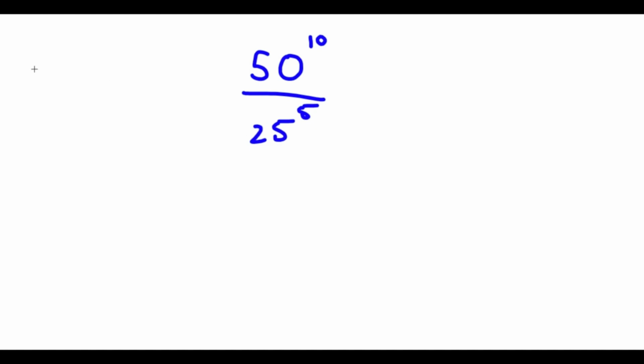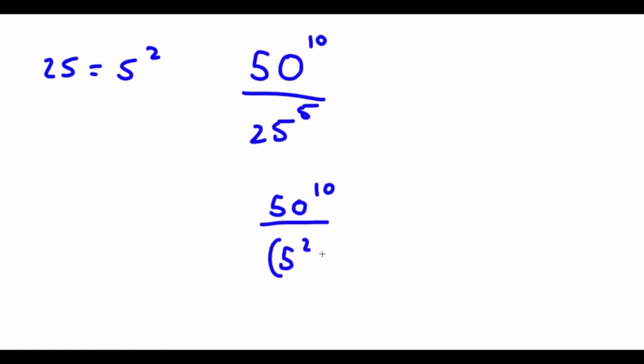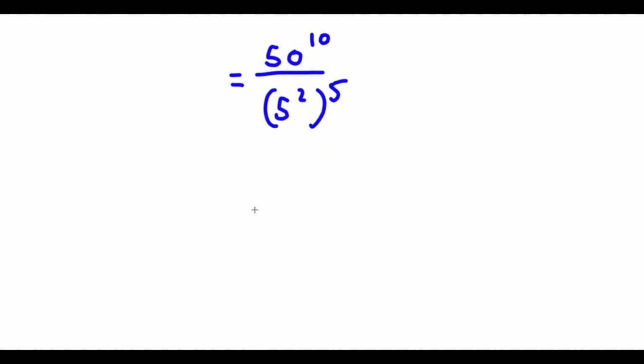Now, first off, 25 here, this is the same thing as 5 squared. So now I have 50 to the power of 10 over, if I replace 25 with 5 squared, 5 squared to the power of 5. Now, if I have something in the form a to the power of m to the power of n, this is equal to a to the power of m times n.